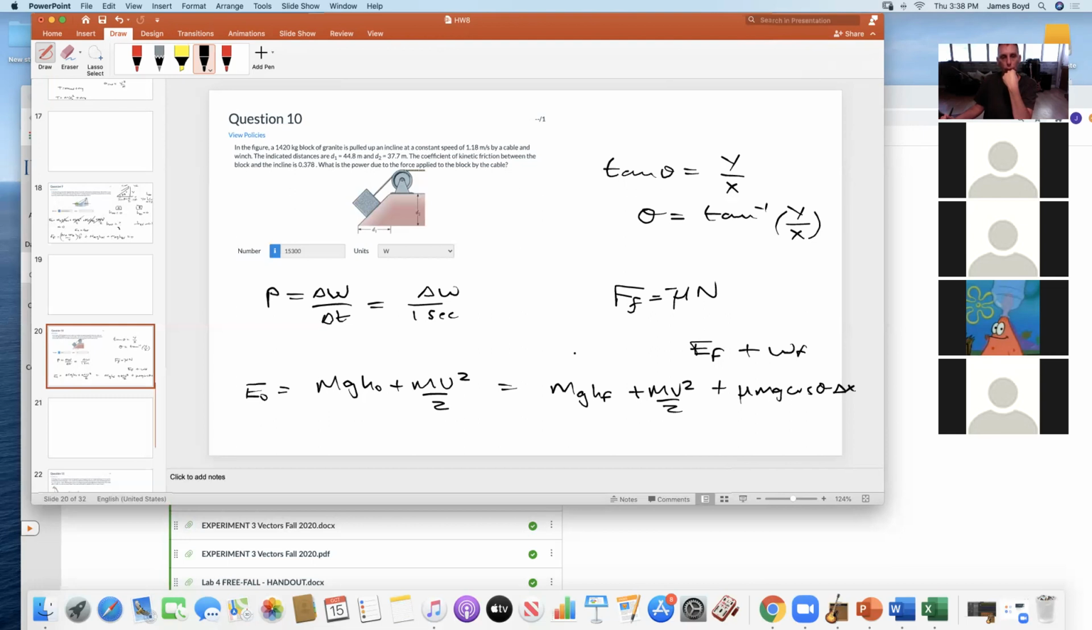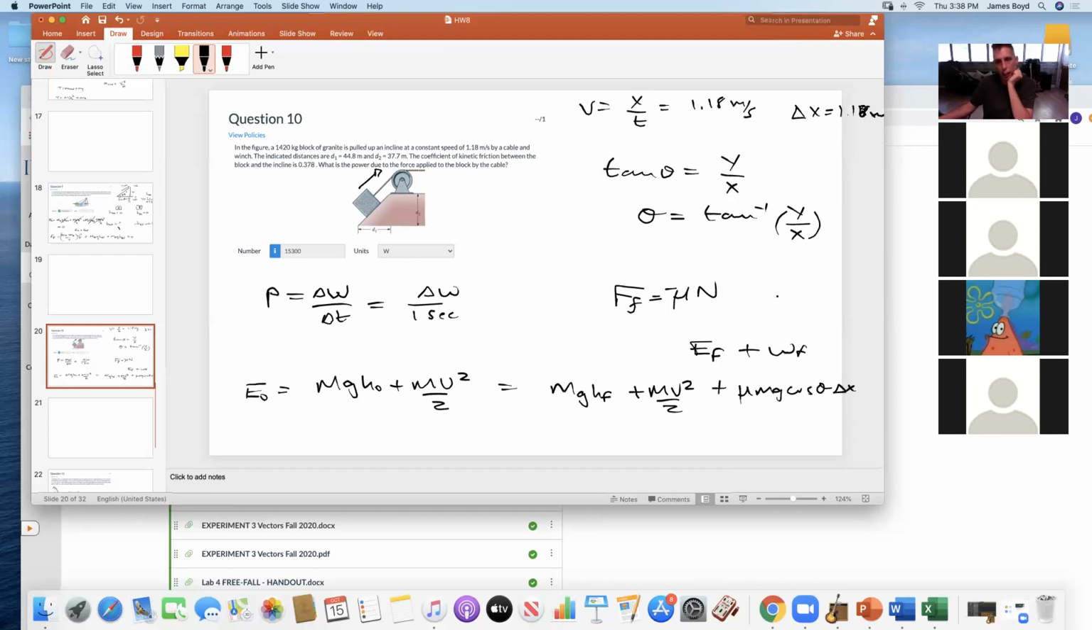We're told that we want the power after 1 second. How far has it gone up after 1 second? Well, if v is equal to x over t, and that's equal to 1.18 meters per second, then obviously the change of x is 1.18 meters. So you know what delta x is here.